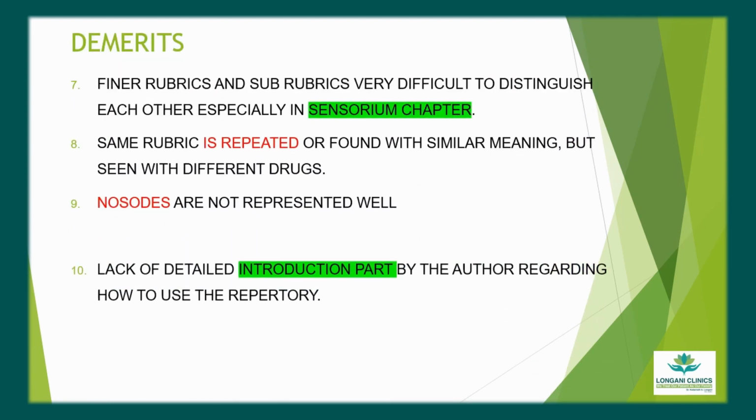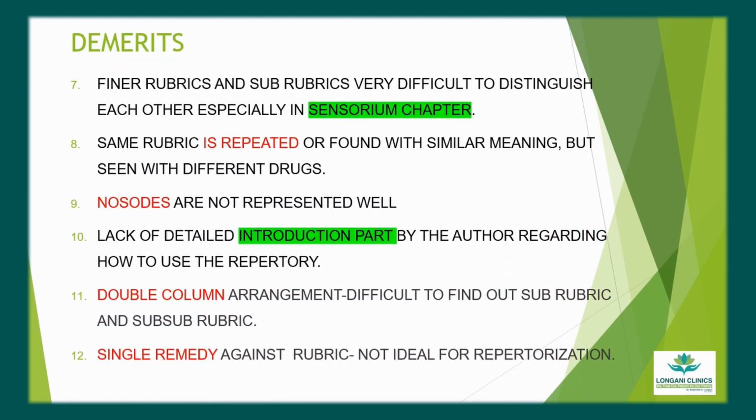Seventh one. Finer rubrics and sub-rubrics are very difficult to distinguish from each other, especially in the sensorium chapter. Eighth one. The same rubric is repeated or found with similar meaning but seen with different drugs. Ninth one. Nosodes are not represented well. 10th one. Lack of detailed introduction by the author regarding how to use the repertory.